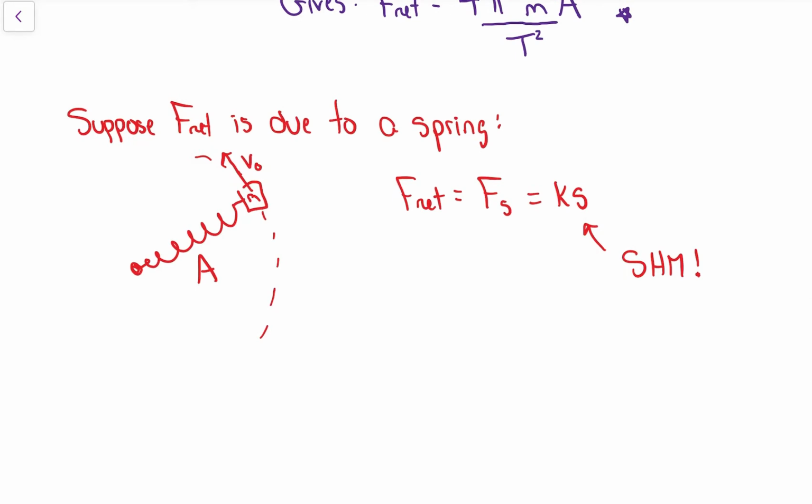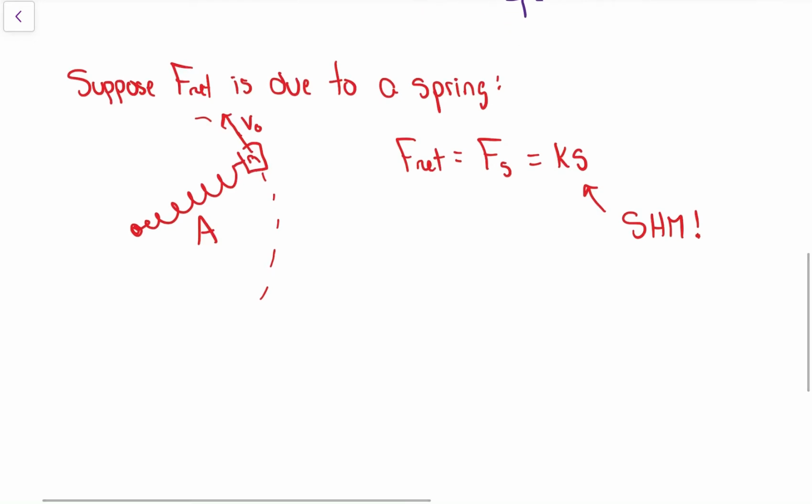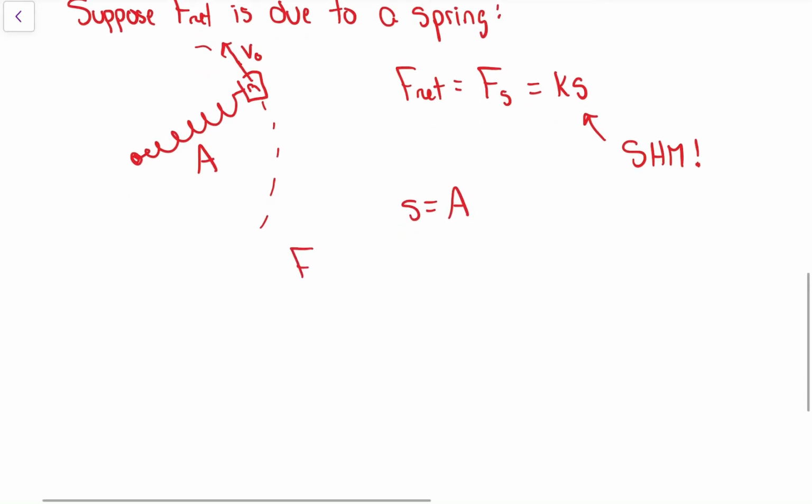So we can say that this circular motion, if it's driven by a spring, that means that it is simple harmonic motion. If we consider it going around when it's at that farthest point, then we can say that the S is actually that special letter A. So our F net is really K times A. That's how much force the spring is putting on it.